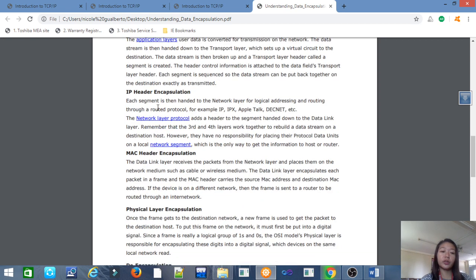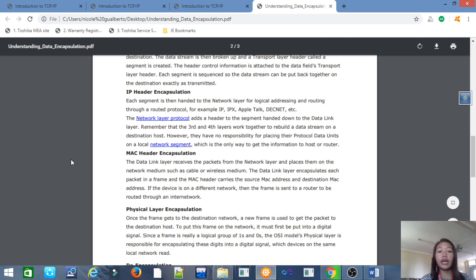IP header encapsulation. Each segment is then handed to the network layer for logical addressing and routing through a routed protocol, for example IP, IPX, AppleTalk, DECnet, etc. The network layer protocol adds a header to the segment handed down to the data link layer.